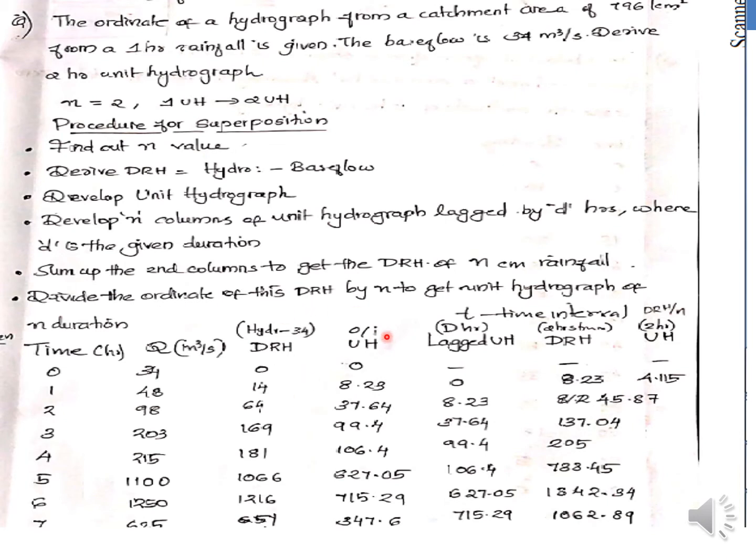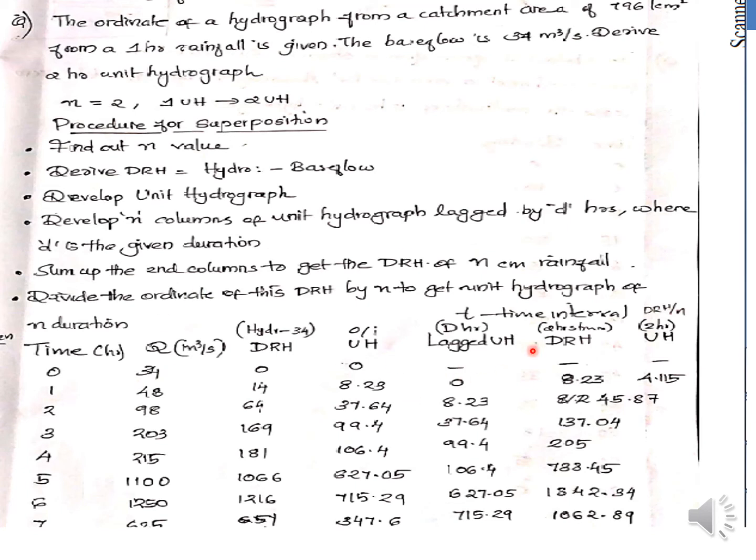DRH divided by I gives the unit hydrograph 0, 8.23, 37.64. So this is the unit hydrograph of 1 hour duration. Then you are asked to convert the unit hydrograph of 1 hour duration to 2 hour duration. We have discussed how we can convert that. You have to first lag this by the next 1 hour.